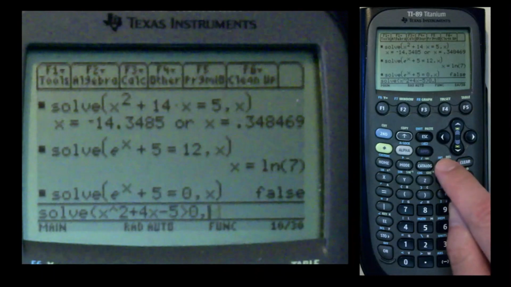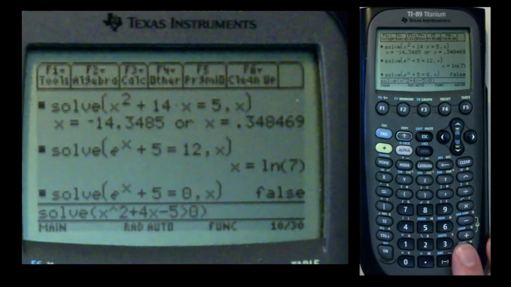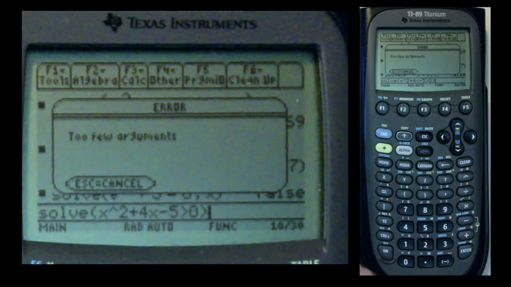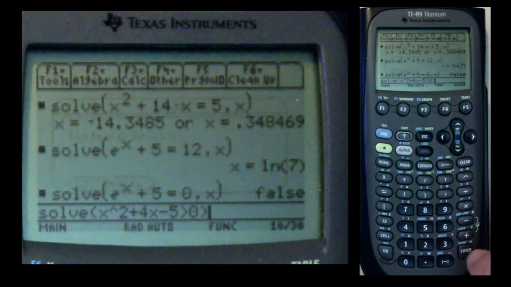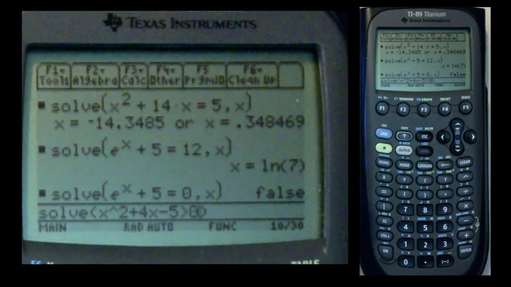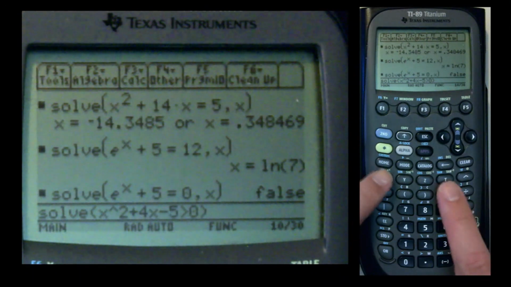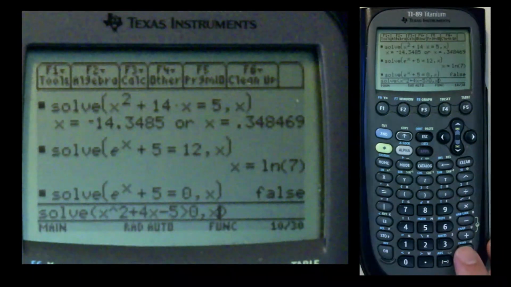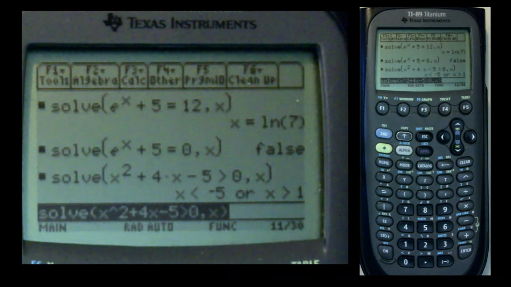If I didn't put in that x, and I hit enter like that, you're going to get a too few arguments mistake, which is telling you that you need to put something else into the function that the calculator is using, which is the variable that you're solving for. And you can see that it says less than -5 or greater than 1. Okay, so that's inequalities.